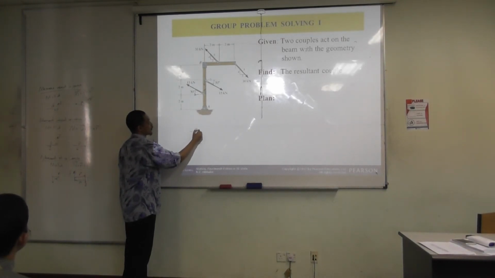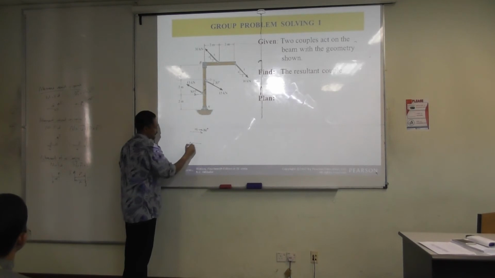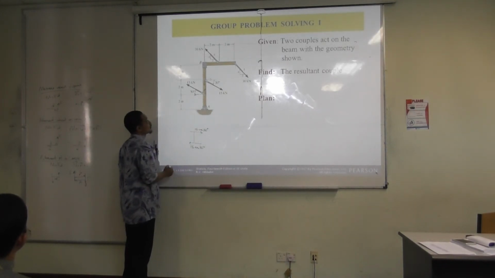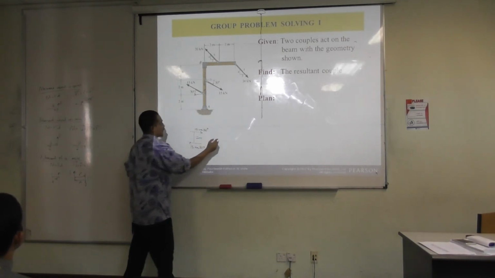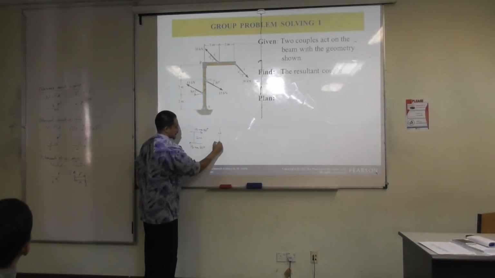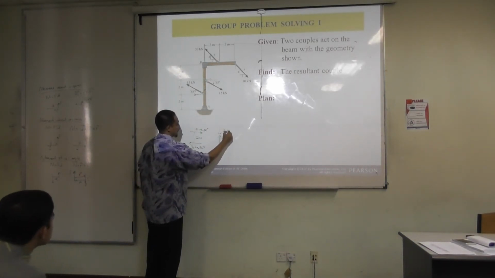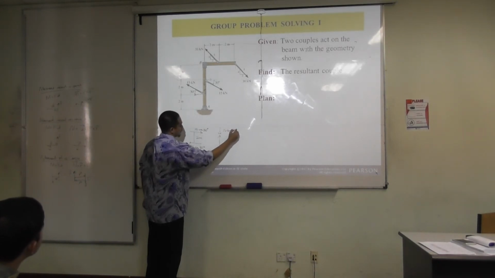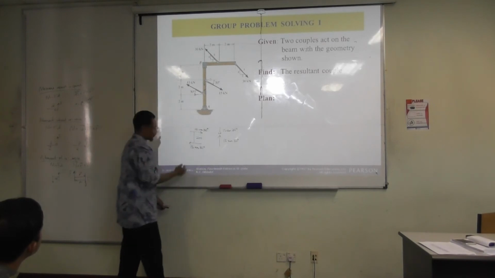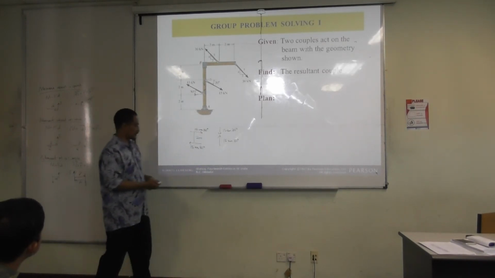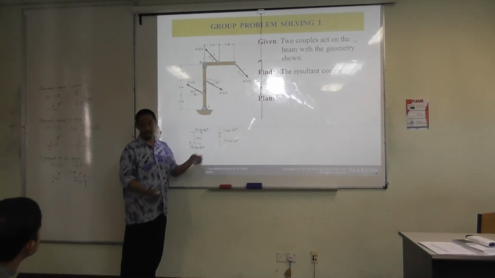15 cos 30. The distance? 2 meters, right? Of course, another one is something like this: this is 15 sine 30. Just to show that we understand, we just draw that one. Of course, in terms of calculation, it just becomes 0.